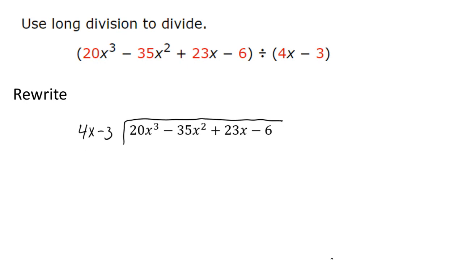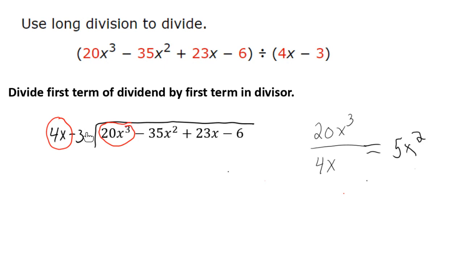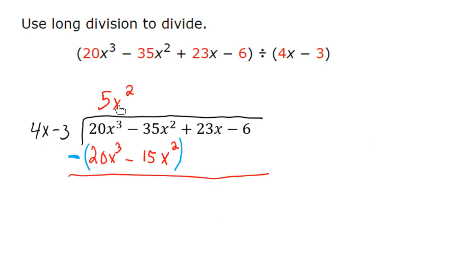And so the next step is going to be to divide the first term of the dividend, the inside stuff, by your divisor. So here we have 20x cubed divided by 4x, and that gives us 5x squared. So we go ahead and write that at the top. And now we're going to multiply 5x squared times 4x is 20x cubed. And then 5x squared times negative 3 is negative 15x squared.